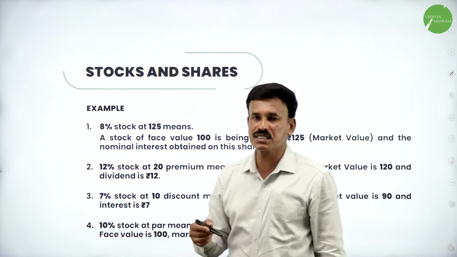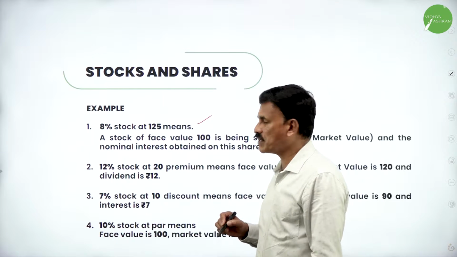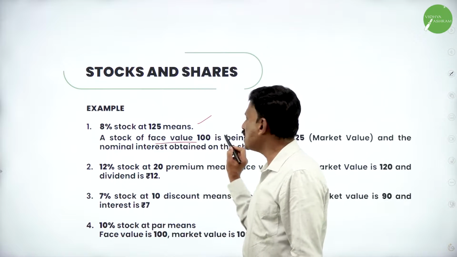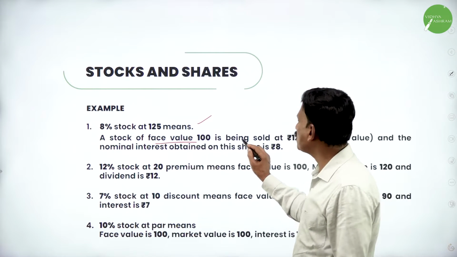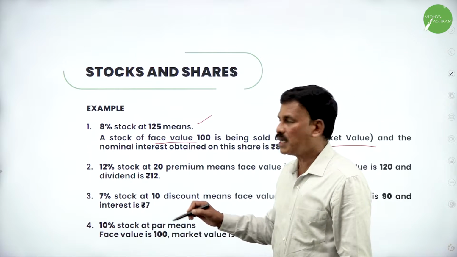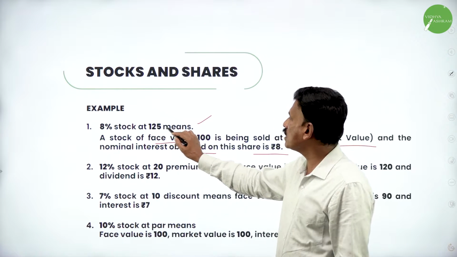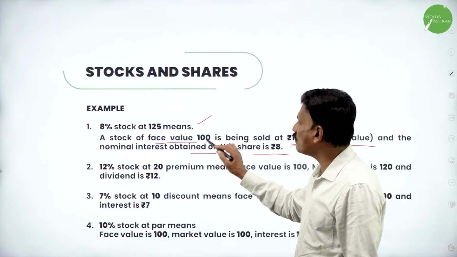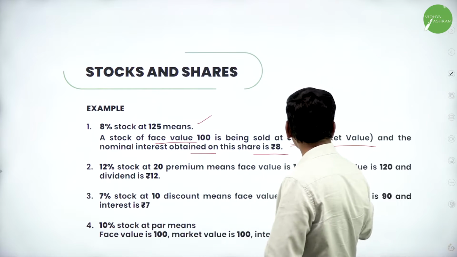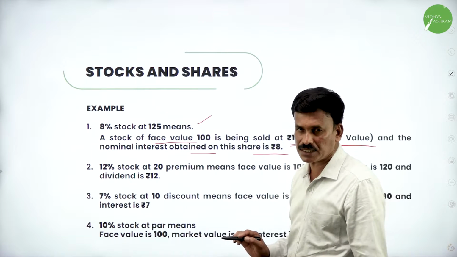Now, based on these facts, let us take a few examples. Suppose we have an 8% stock at 125. What is the meaning of 8% stock at 125? It means a stock of face value 100 is being sold at rupees 125, that is the market value, and the nominal interest obtained on this share is rupees 8.